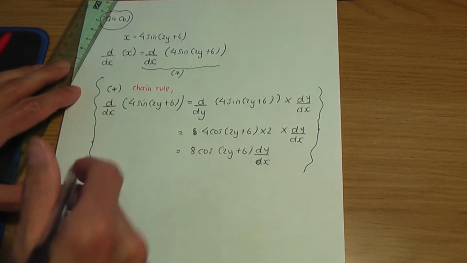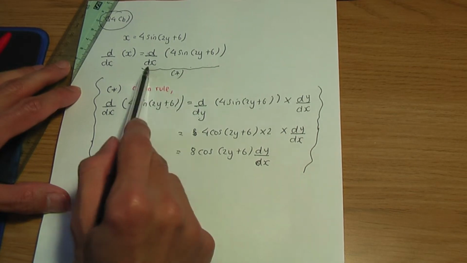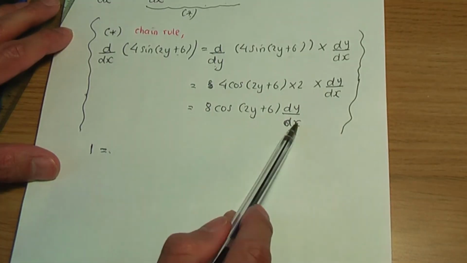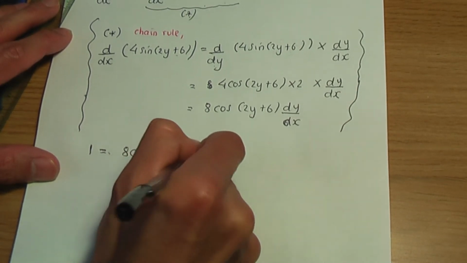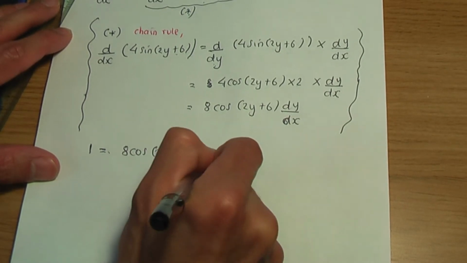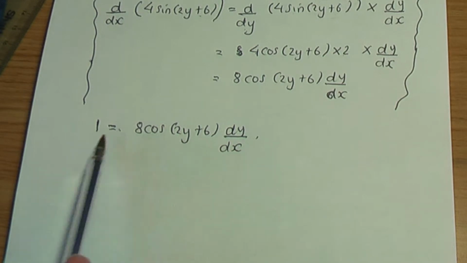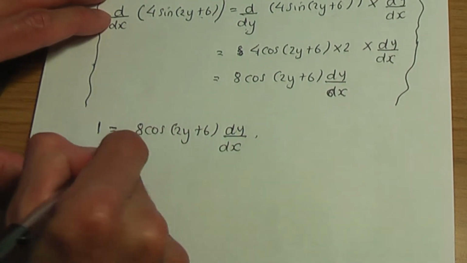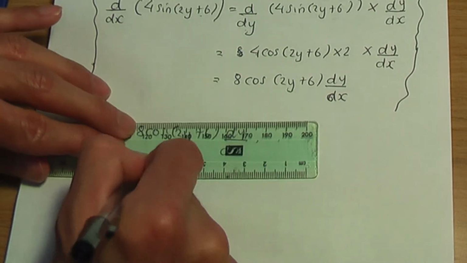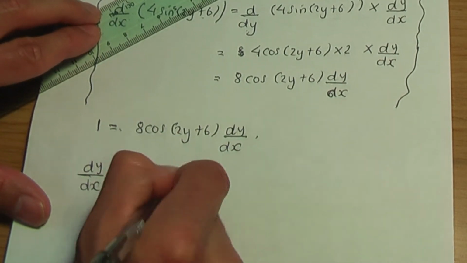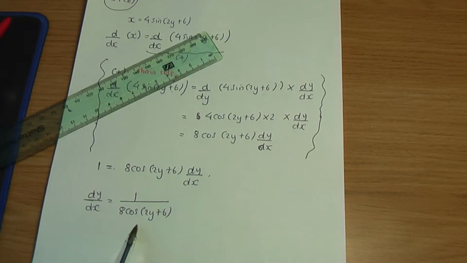So the derivative of x is 1. So 1 is equal to, and when we differentiated the term on the right, which is named star, we had this as the solution, 8 cos 2y plus 6 dy over dx. So we have this for the moment. Let's rearrange for dy over dx. So if I rearrange for dy over dx, dy over dx therefore will be 1 divided by 8 cos 2y plus 6. So this is what we have for dy over dx.